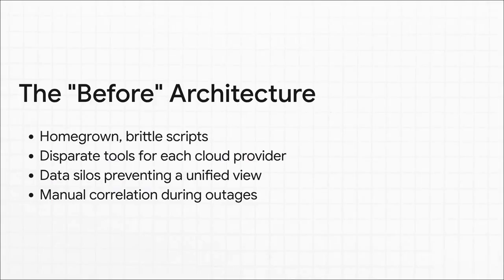So what does that legacy architecture actually look like in the real world? Well, it's usually this patchwork of homegrown scripts that are brittle and break all the time. You've got totally disconnected tools for AWS, for Azure, for GCP, and that creates these massive data silos that make a single unified view pretty much impossible. And the result? When an outage hits, your engineers are frantically trying to connect the dots manually across a dozen different dashboards. It's just so inefficient and honestly, incredibly stressful for everyone involved.